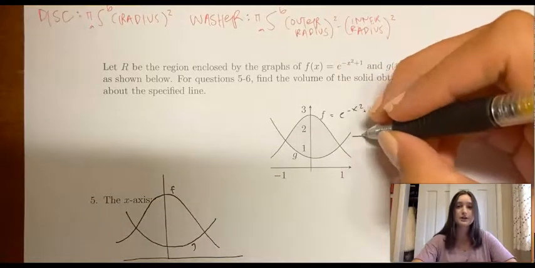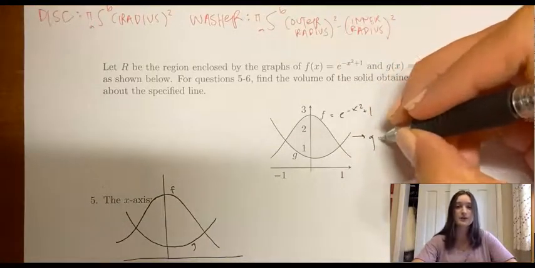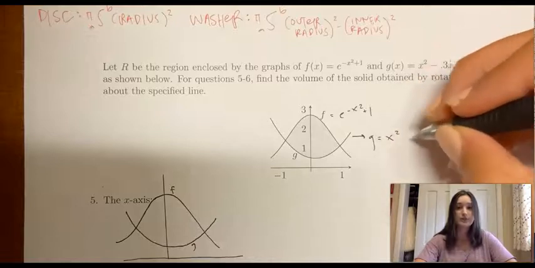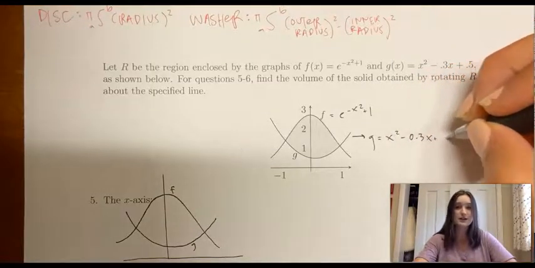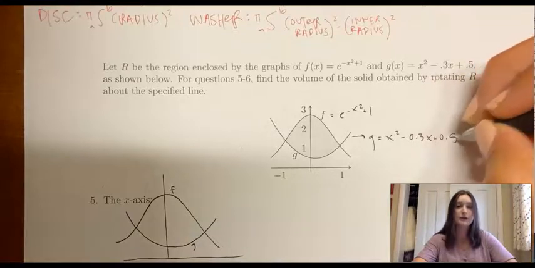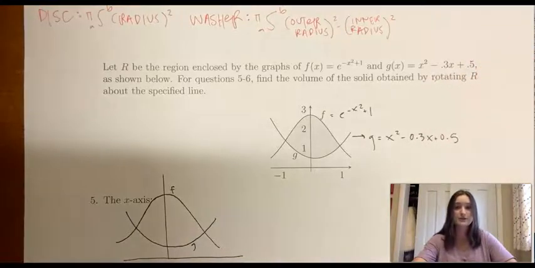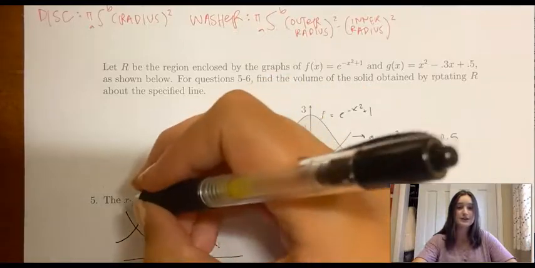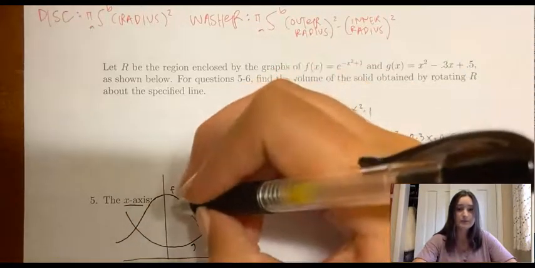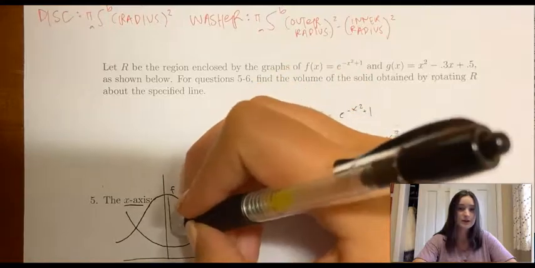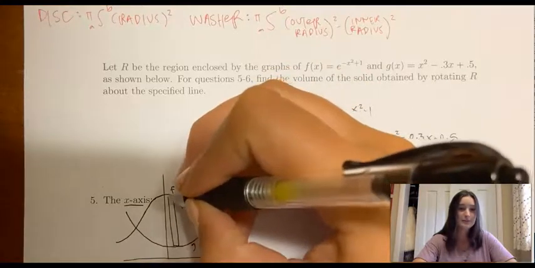So we've got a region enclosed by f of x, which I wrote out there, and g at the bottom, and we're going to be finding the volume of a solid obtained by rotating r around a specified line. So the first line that we're talking about is the x-axis. Hopefully you can see all of this work. I think I'm going to move it down a little bit.